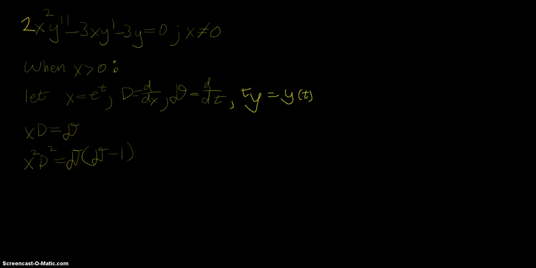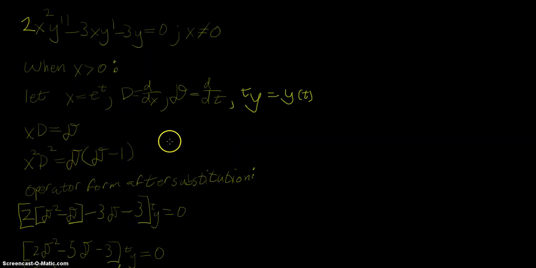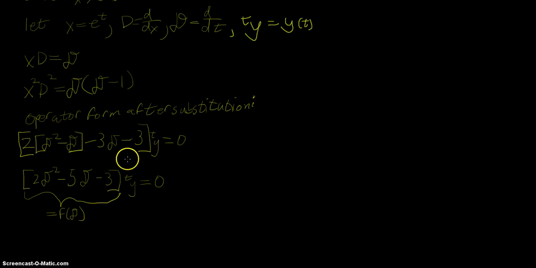Next step, we're going to put the differential equation into its operator form after making the substitution. So we have 2 times D(D minus 1) minus 3D minus 3, operated on y(t), is 0. And we're not concerned about the homogeneous or non-homogeneous part, since the equation is homogeneous to begin with.